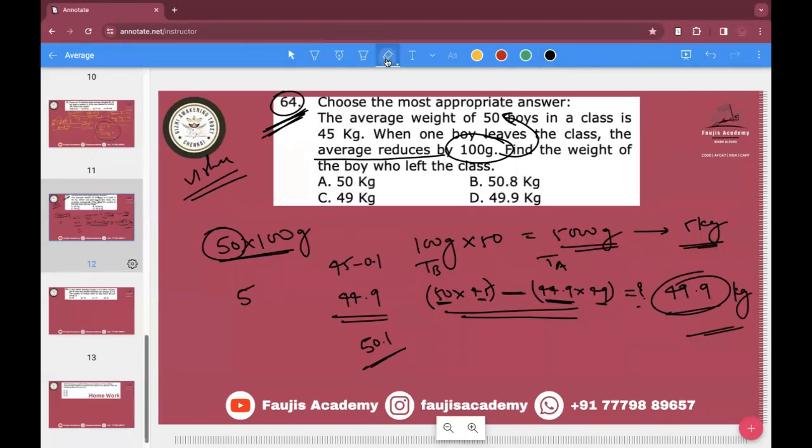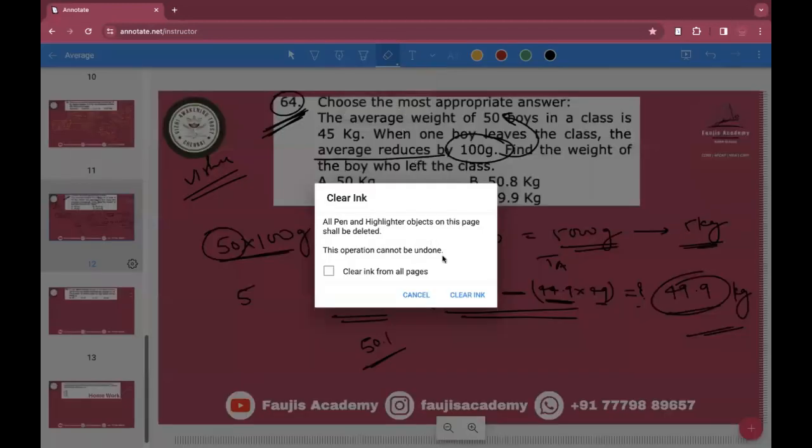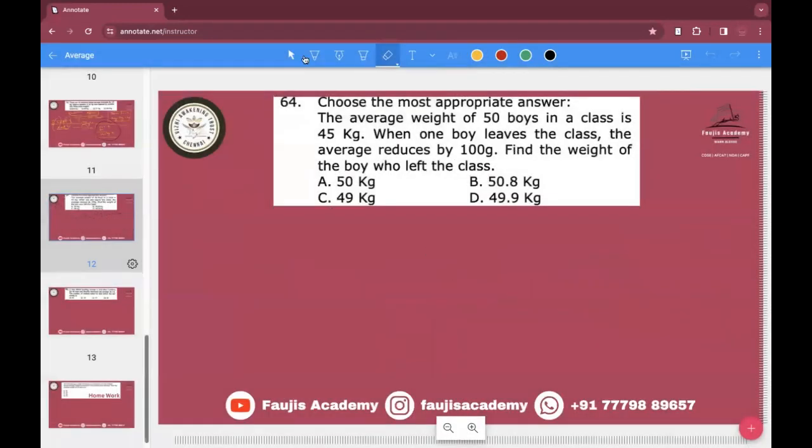Guys, there are two ways to solve this question. One way is where we take into account the difference. Let's check it out. I'll check that and come back to you on that.